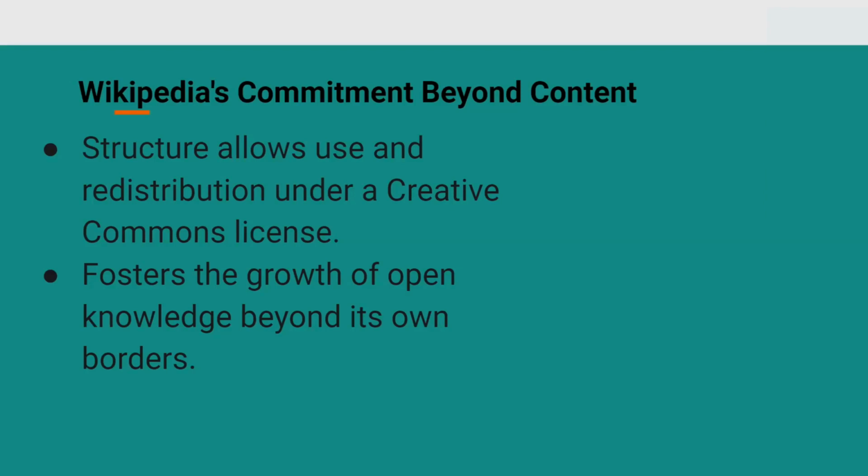And then the next one is that it fosters the growth of open knowledge beyond its borders. How would that knowledge be open if there are restrictions to it? So on Wikipedia, though there are some restrictions, rules, and policies, they are not so strict that if you do this or that, they will come and arrest you in your house. They are not that strict. It is very open for everyone to contribute on Wikipedia.